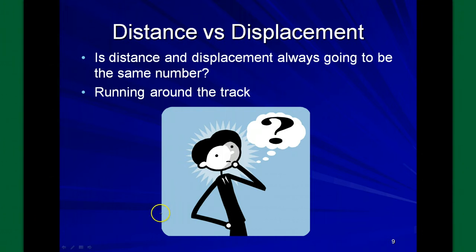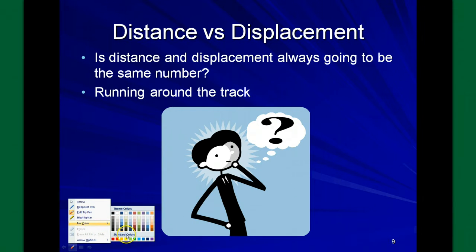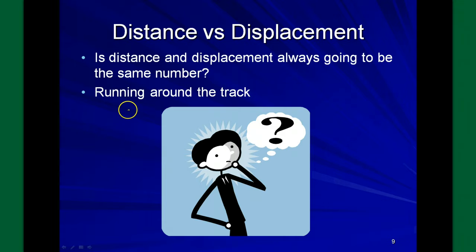Okay, hopefully you've had a minute to think about this question. And in answering it, I want you to consider the situation when you're running one lap around a track. So here we go. We're going to start one lap around. Here you go. We start and finish at the same place. Question is, I want to know the distance that you ran.